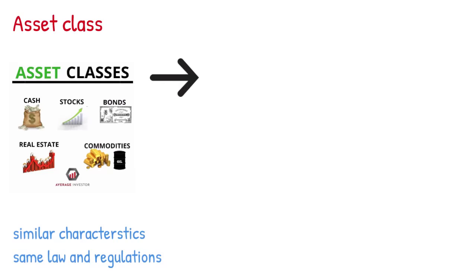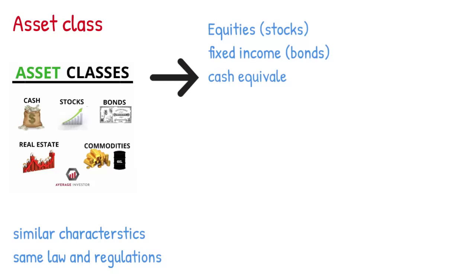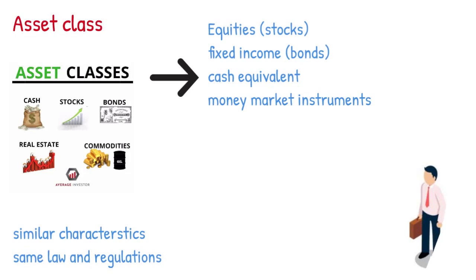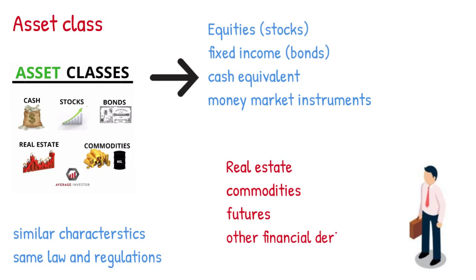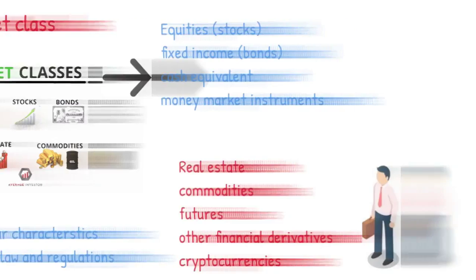Historically, the three main asset classes have been equities, stocks, fixed income, bonds, and cash equivalent or money market instruments. Currently, most investment professionals include real estate, commodities, futures, other financial derivatives and even cryptocurrencies in the asset class mix.